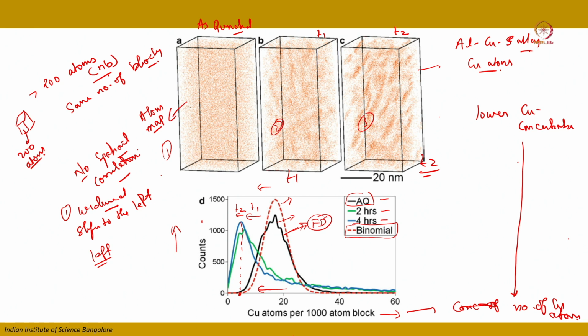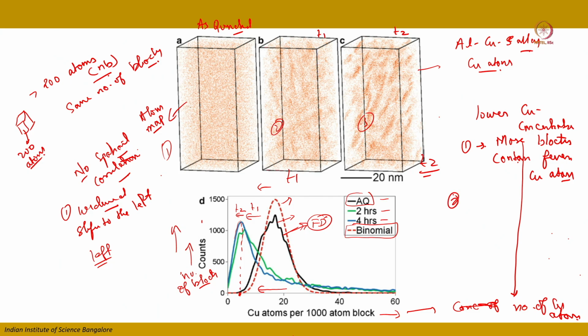What does it indicate? It indicates that more blocks contain fewer copper atoms. You can see that these are the counts, meaning the number of blocks. So after thermal treatment, more blocks contain fewer copper atoms.